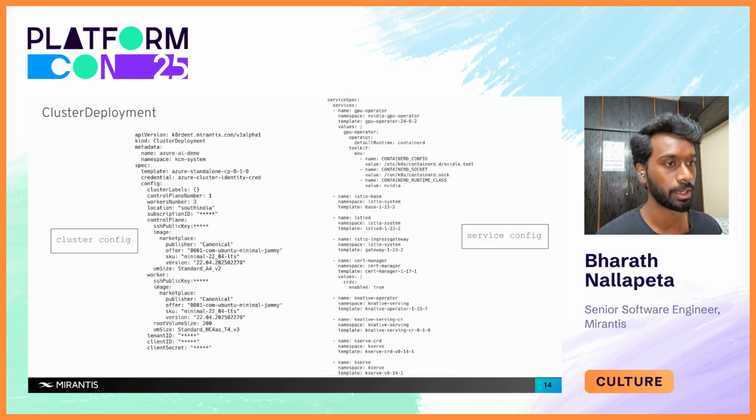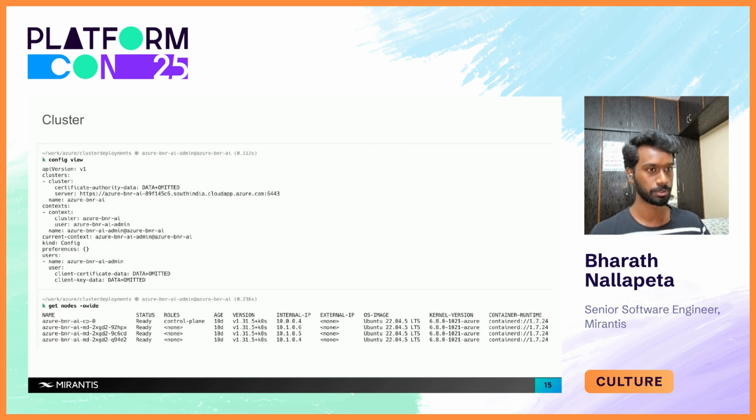So let's take a look at our actual ClusterDeployment, right? The left side specifies the cluster config and the right side specifies the services. The service spec, as you can see, lists all the services that we've talked about and just references the template. And the cluster config talks about the template to be used and the configuration of your control plane and the worker node. And here, if you can see, the VM size that's used for the worker is actually a Tesla T4 GPU, right? And this is the provisioned cluster.